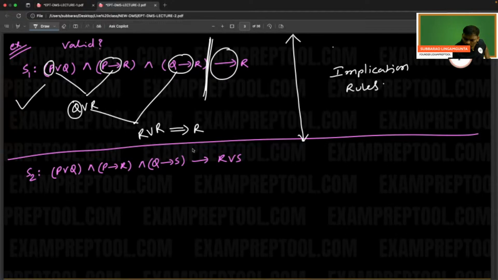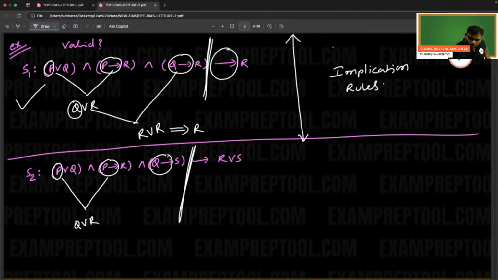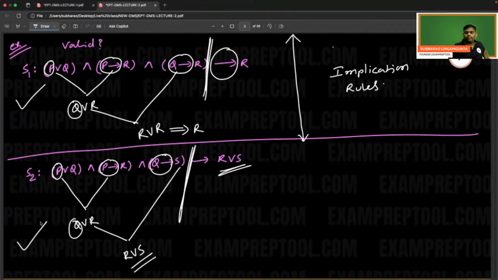Let's go to the second. Is it the same? No, I made a little change. So let's check one by one. This one, if you observe, P and that one both cancel. Q, R, and this one and this one cancel. So the remaining is R, S. This is also valid. Both are valid.